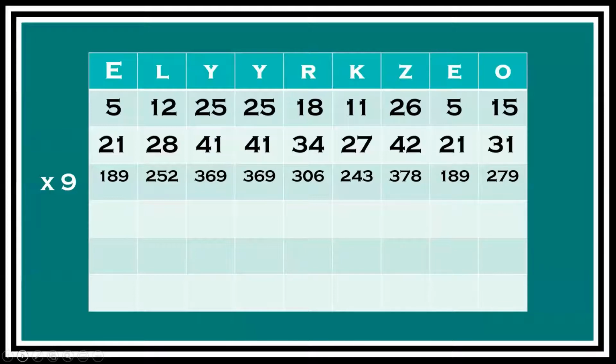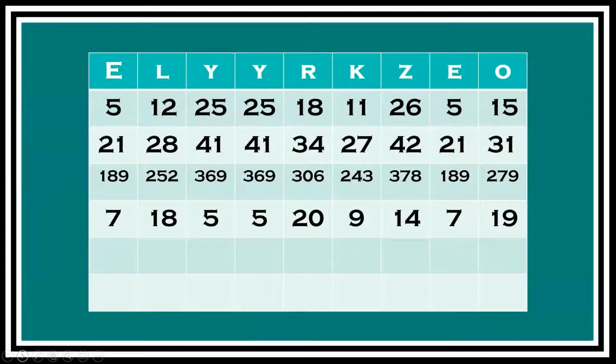28 times 9 is 252. 41 times 9 is 369. 34 times 9 is 306. 27 times 9 is 243. 42 times 9 is 378. 21 times 9 is 189. And 31 times 9 is 279. Then we take the remainder when dividing by 26, just like we did when encoding.